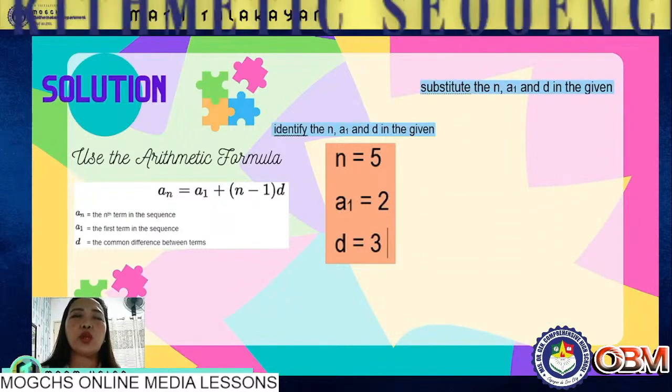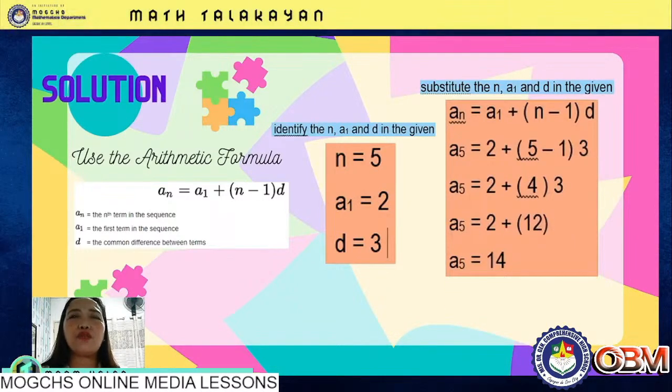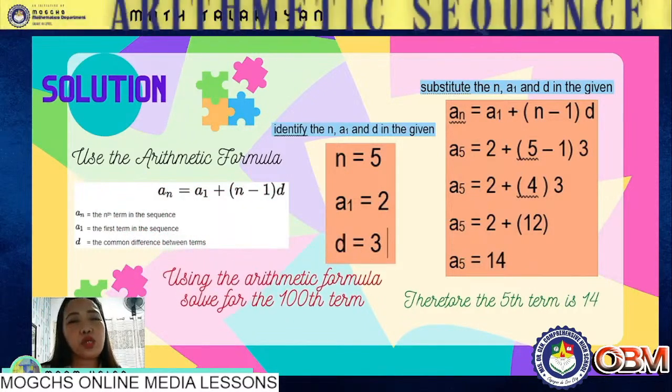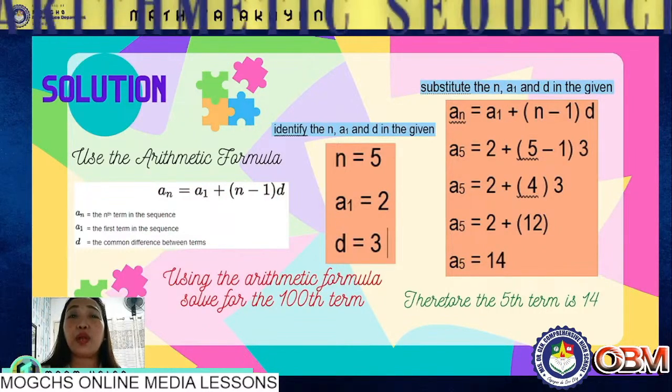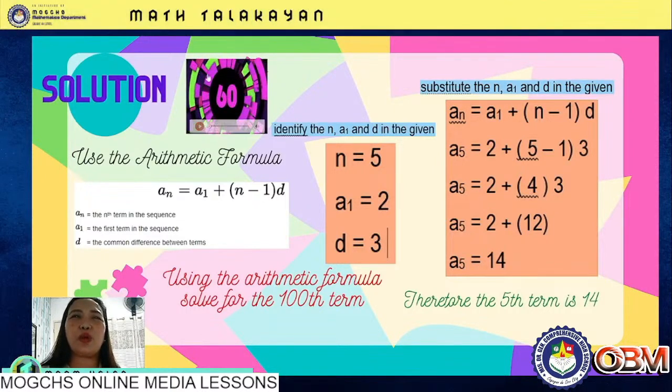Then simply substitute our n, a sub 1 and d in the formula. So we have a sub 5 is equal to 2 plus 5 minus 1 times 3. Then 5 minus 1 is equal to 4, times 3 is equal to 12, plus 2 equals 14. So our a sub 5 is equal to 14. Therefore, the fifth term is 14. Using the arithmetic formula, you're going to solve for the 100th term. So I will give you 60 seconds to solve the problem.